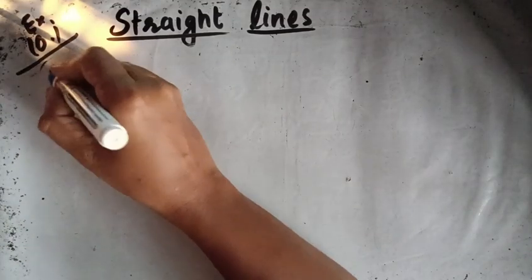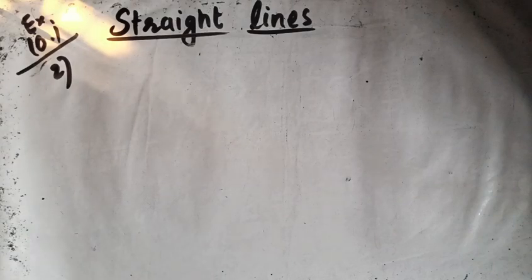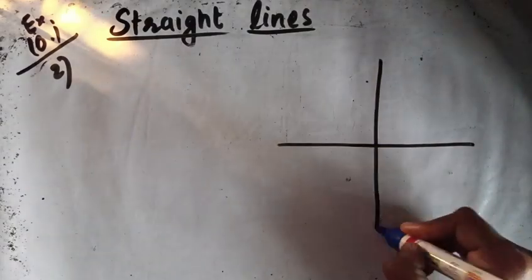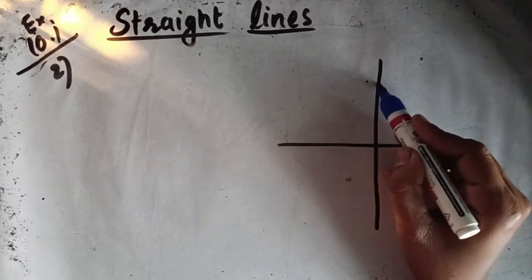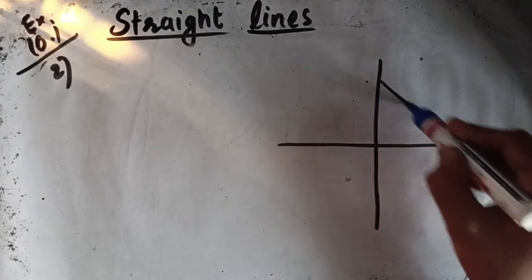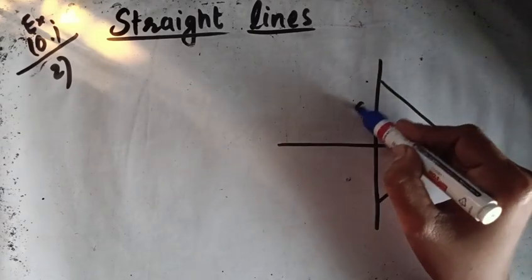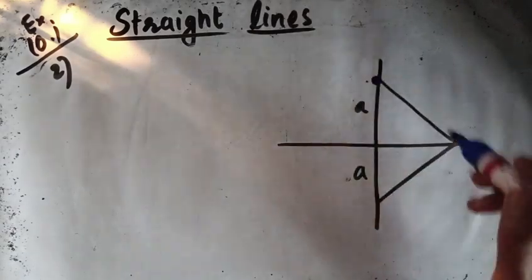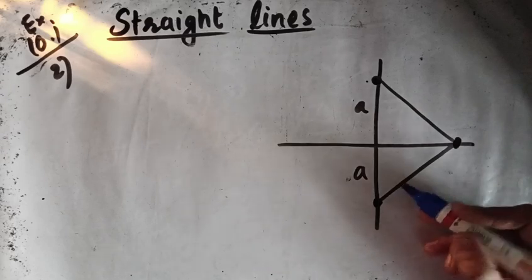Next question. The base of an equilateral triangle with side 2a lies along the y-axis such that the midpoint of the base is at the origin. Okay, along the y-axis, so it is at the origin. So it will be like this. This is a, this is a, that is 2a. Then find the vertices of the triangle. So you have to find the vertices of the triangle. These points you have to find.